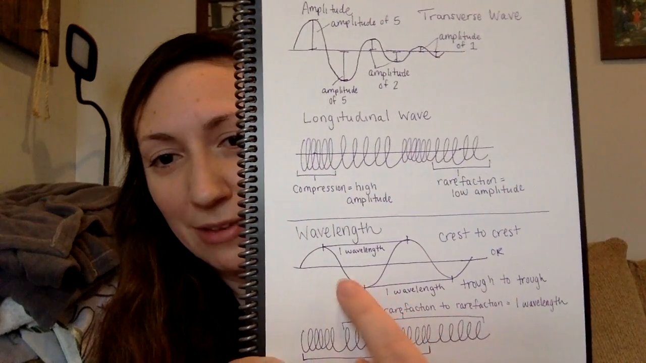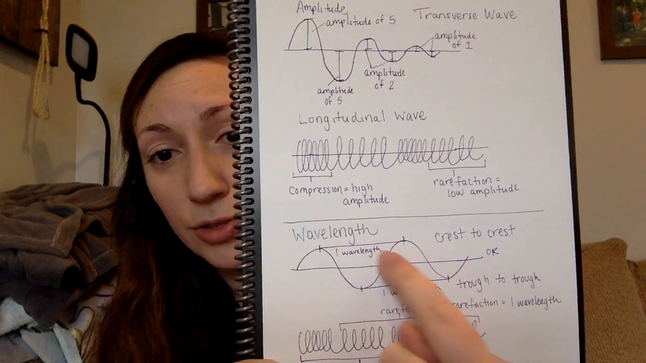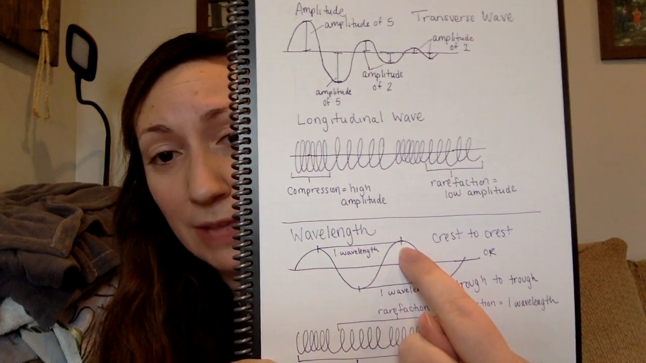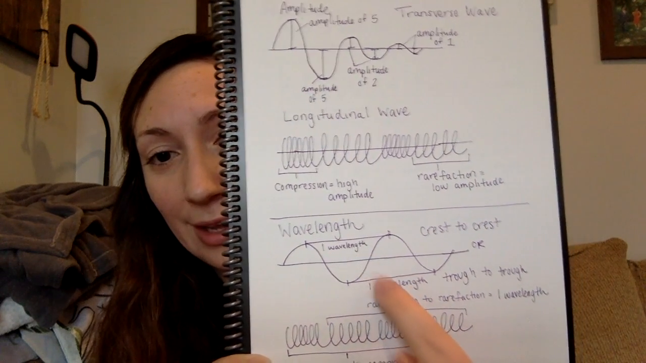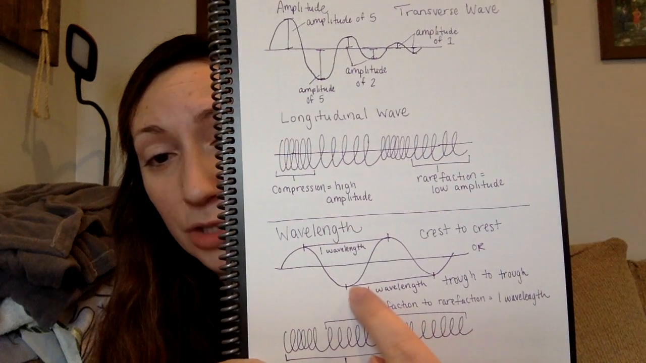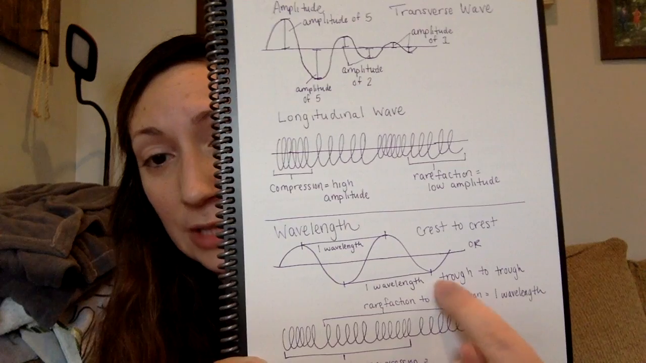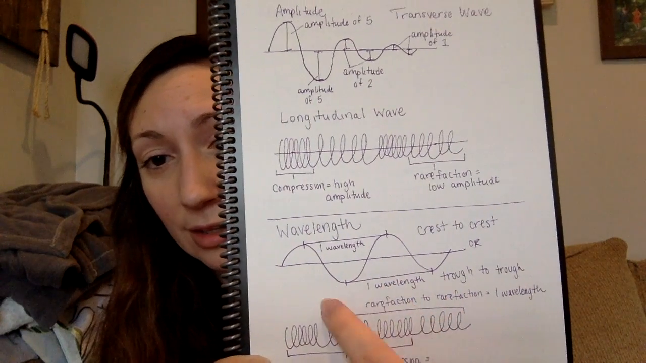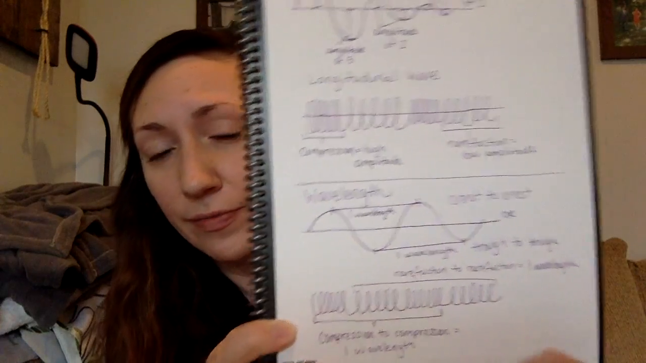In a transverse wave, we measure from the crest, which is the top of the wave, to the crest of the next wave, and that's one wavelength. Or we can measure from the trough of a wave to the trough of the next wave, and that's one wavelength. So we have from crest to crest, or trough to trough.